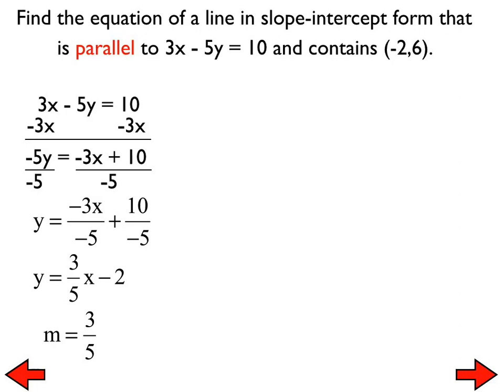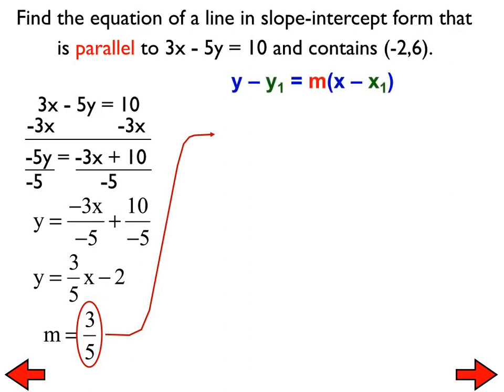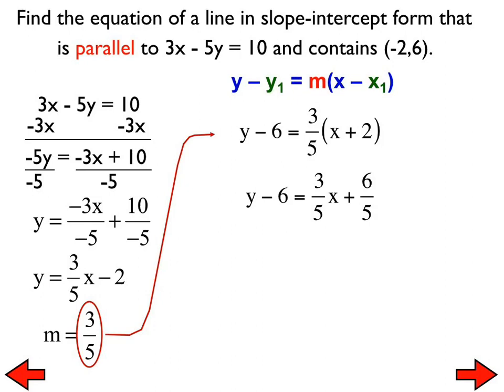Now, find the equation of the line that is parallel to 3x minus 5y equals 10. All right, so we're using 3/5 for the slope, negative 2 comma 6 for the ordered pair. Substitute those into the point slope equation. Use the distributive property, and now we need to add 6 to both sides. When we do that, we're going to have to find a common denominator, and it ends up looking something like this once we add 6/5 and 6. So it should be y equals 3/5 x plus 36/5. Any questions with that one?